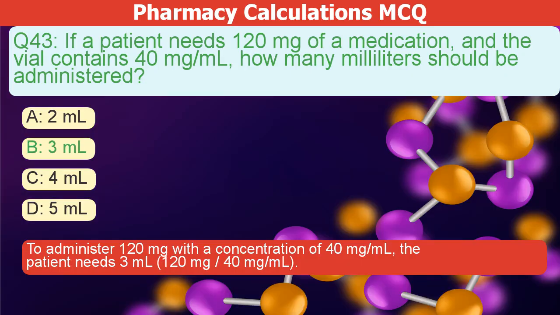To administer 120 milligrams with a concentration of 40 milligrams per milliliter, the patient needs 3 milliliters. That's 120 milligrams divided by 40 milligrams per milliliter.